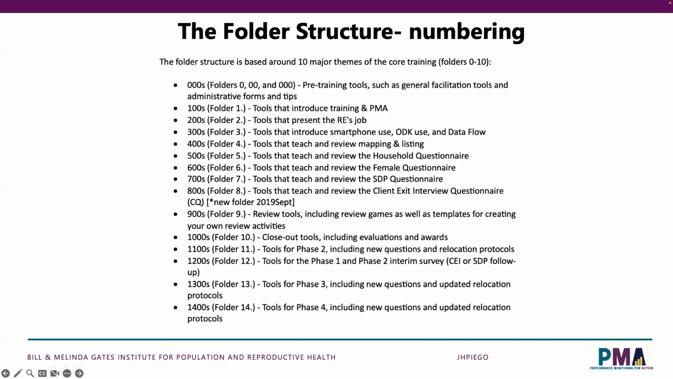Here is a breakdown of the folders that you will see when you open the Training Tools Basket in Dropbox. The folder structure of the basket is based around 10 major themes of the core training, such as folders that review the RE's job, which is in folder 2, and folders that review the different major survey instruments and questionnaires, which are folders 5 through 8. And then we have folders that precede the 10 major folders, which we see here are folders 11 through 14, and these were added as additional phases of PMA data collection were conducted.